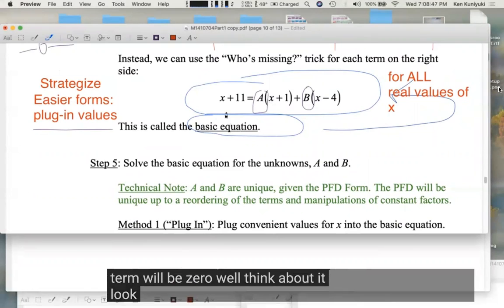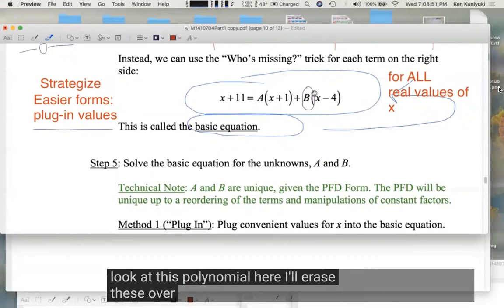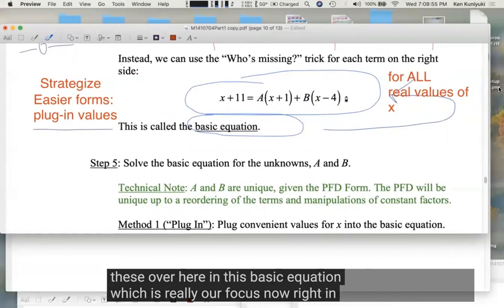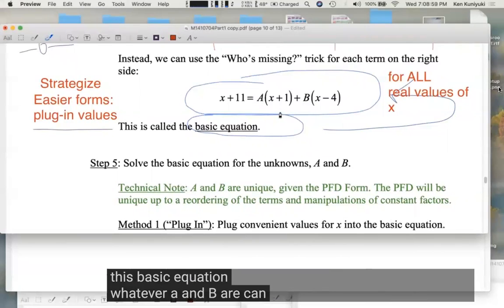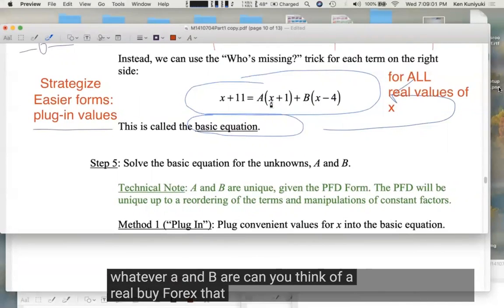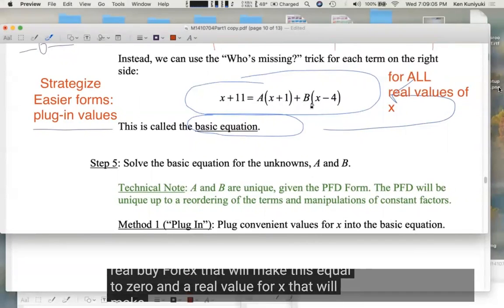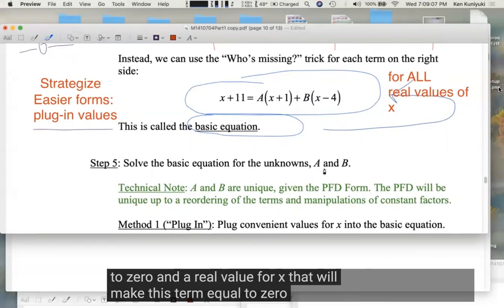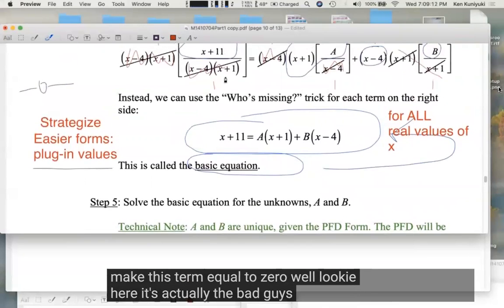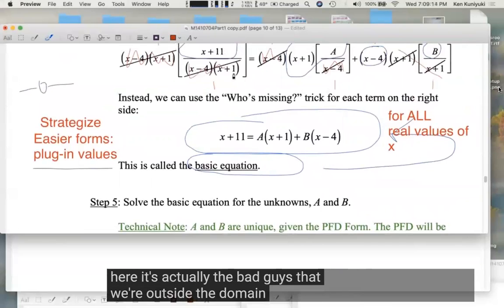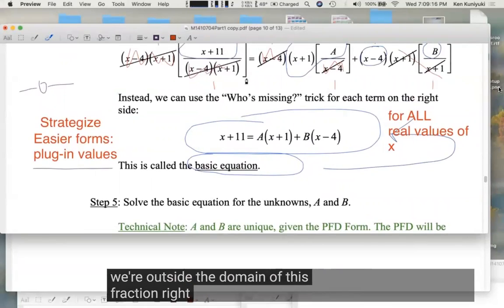Well, think about it. Look at this polynomial here. I'll erase these over here. In this basic equation, which is really our focus now, whatever A and B are, can you think of a real value for X that will make this equal to 0 and a real value for X that will make this term equal to 0? Well, looky here. It's actually the bad guys that were outside the domain of this fraction, right?